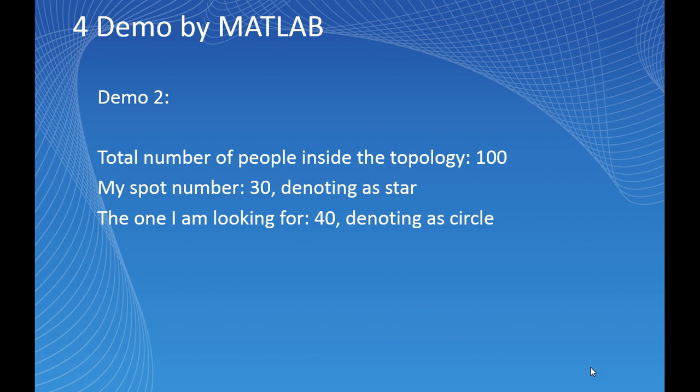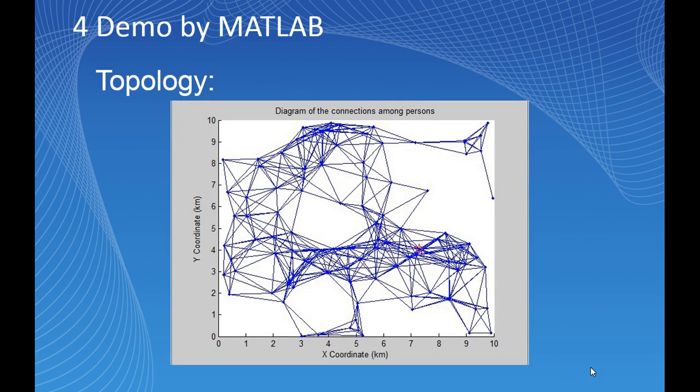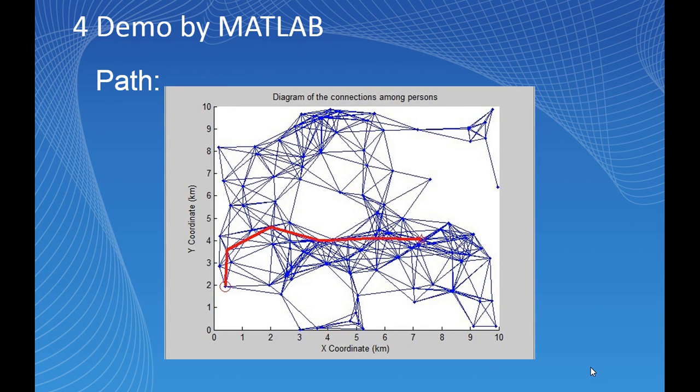And then I enlarge the number of people, 100 this time, and my spot number is 30, also denoted as a star, and the one I'm looking for is 40, denoted as a circle. So this topology and the star is there, you can see, and there are more people, so it's more complex. And the path we get here, you can count 1, 2, 3, 4, still 4. I mean, it's not bigger than 6. It's a top 5. It's interesting.